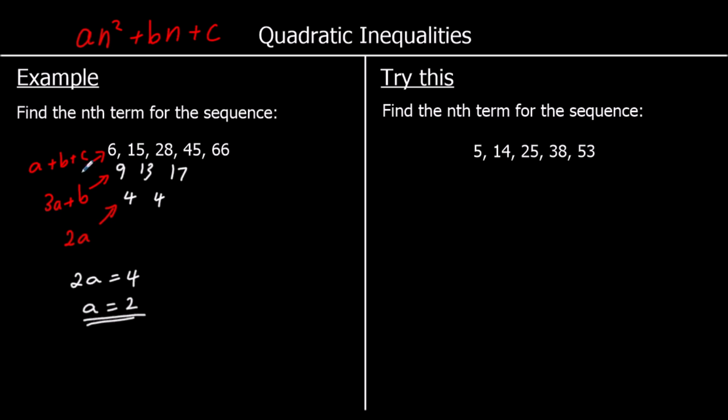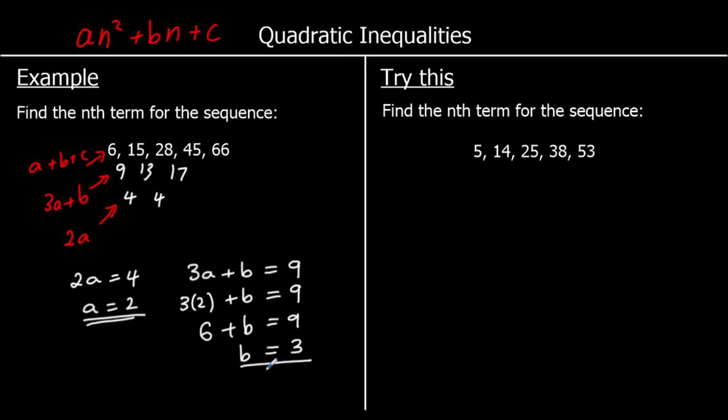Let's find out what b is using the next equation. So 3a plus b is equal to 9, but we know a is 2. So if a is 2, 3 times 2 plus b is equal to 9. So 6 plus b is equal to 9. So b is 3. So that means we've got 2n squared plus 3n.